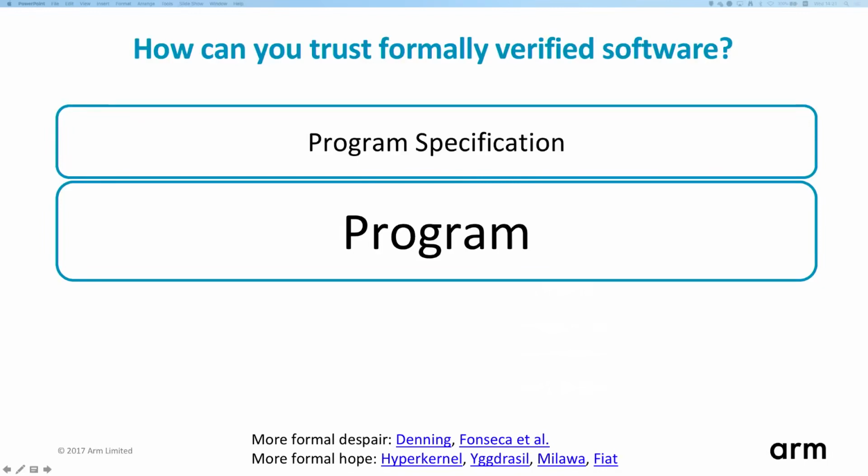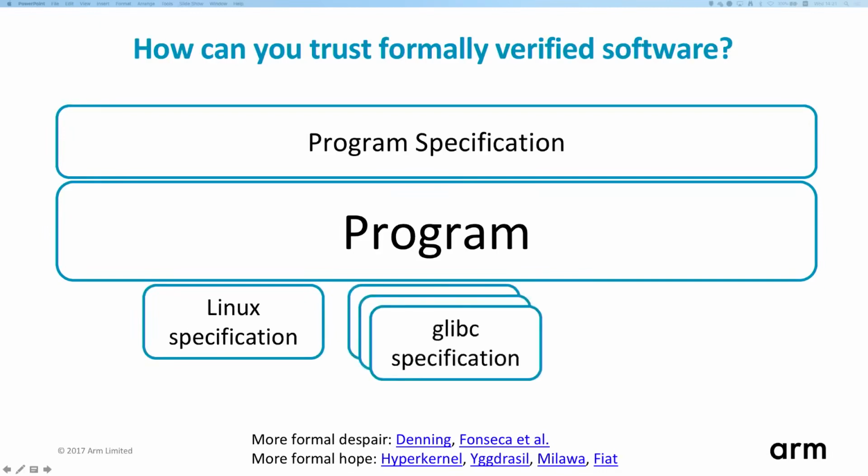But of course, programs don't just run in a vacuum. They run on top of some operating system, they use some libraries, and they're also written in some programming language. And so when you verify your program against your specification, you're also verifying them against the specifications of Linux, glibc, and ISO-C, none of which have good specifications. In fact, they're just terrible specifications which bear little resemblance to what compilers and operating systems actually do in practice.